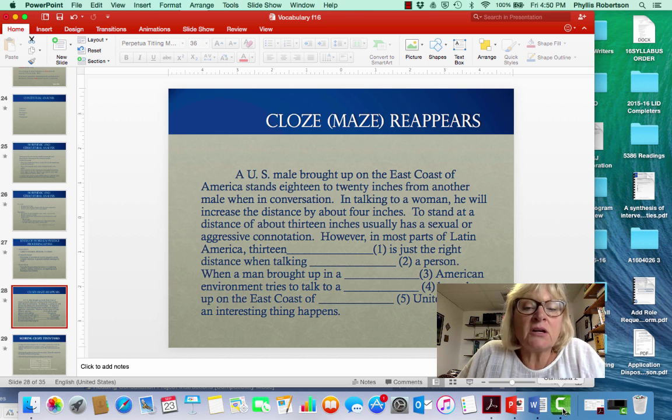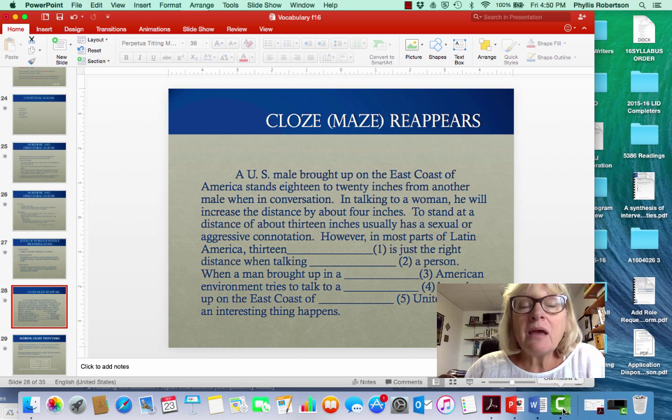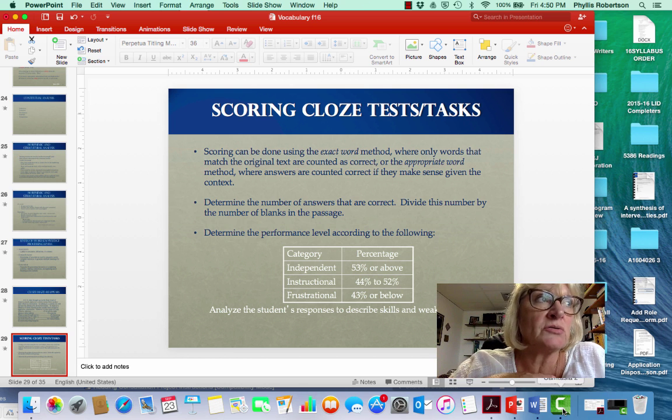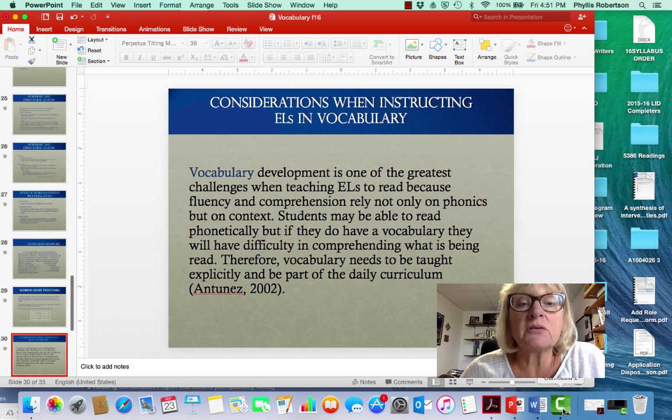So for instance, if you notice here, when a man brought up in a Latin American environment tries to talk to a blank brought up on the East Coast. So I might say man, I might say woman, I might say person. Well, in an exact word scoring, I would have to use the word that came out of that text, whether it was man, person, or woman, or I could just say as long as the word was appropriate, students would get credit. I tend to use that method more often myself. And then you can see reading level or performance level according to some criteria. And notice that you don't have to get all of the words to be considered fairly proficient or independent. But again, that's another way of measuring vocabulary, which is very difficult to measure.